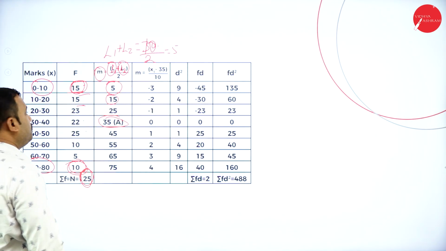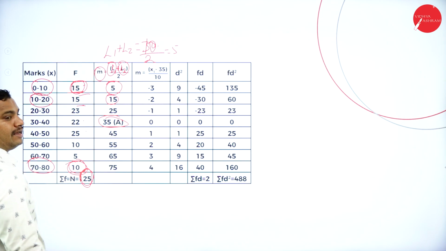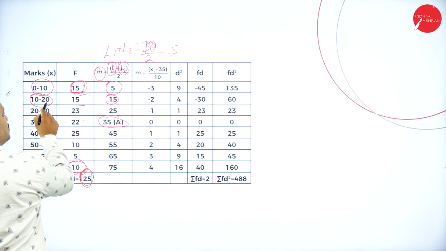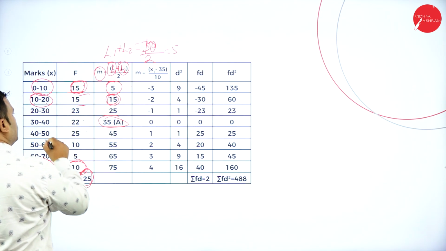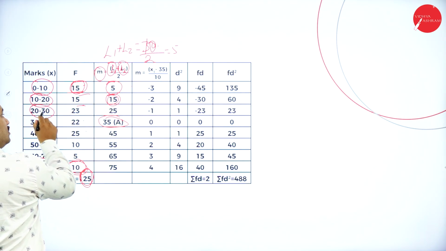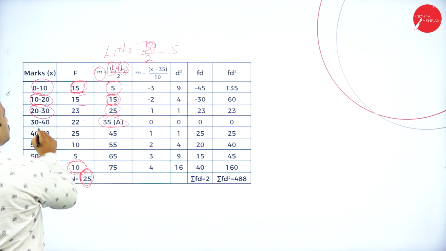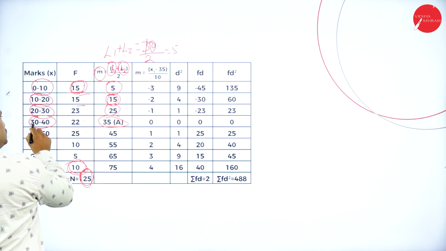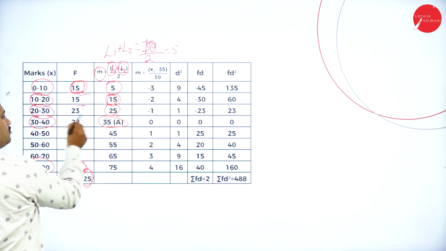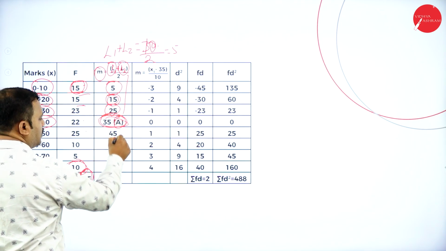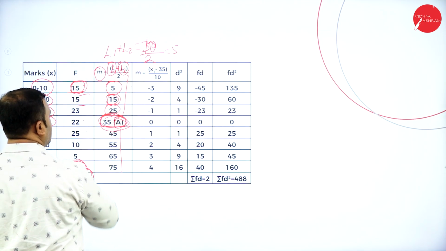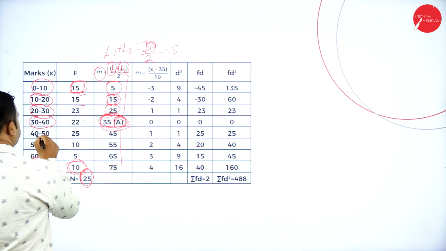How can I find out the value between 10 and 20? That is 10 plus 20 is 30. 30 by 2 is what? 15. We have got 15 here. 20 plus 30 is what? That is 50. 50 by 2 is what? 25 we have here. Between 30 to 40 we have 30 plus 40, 70. 70 by 2 is what? 35. That is the assumed mean here. That is 3 items there and 3 items here. That is the assumed mean.